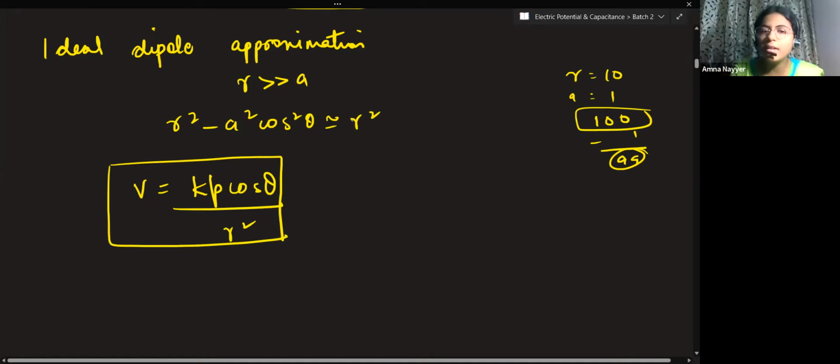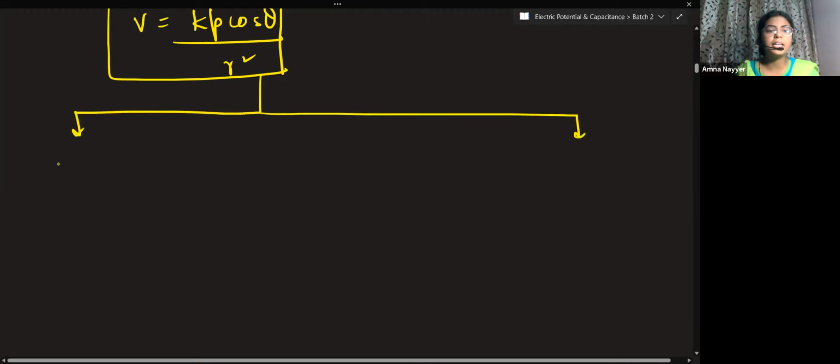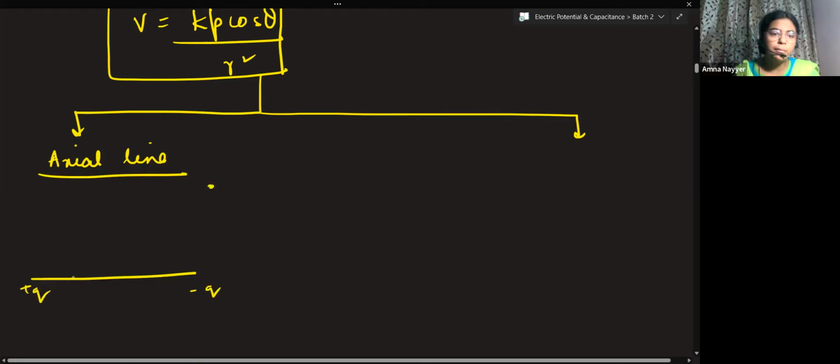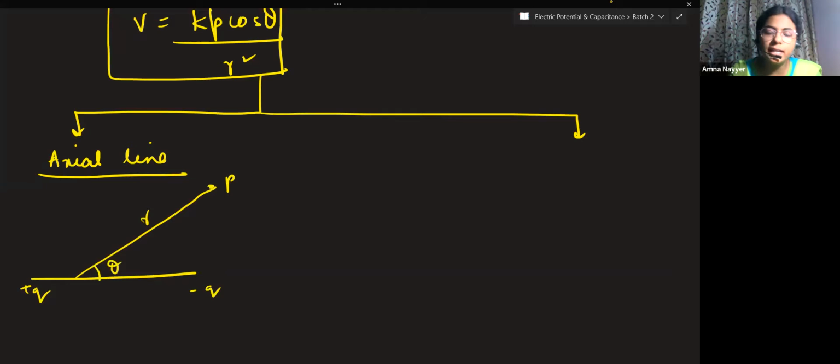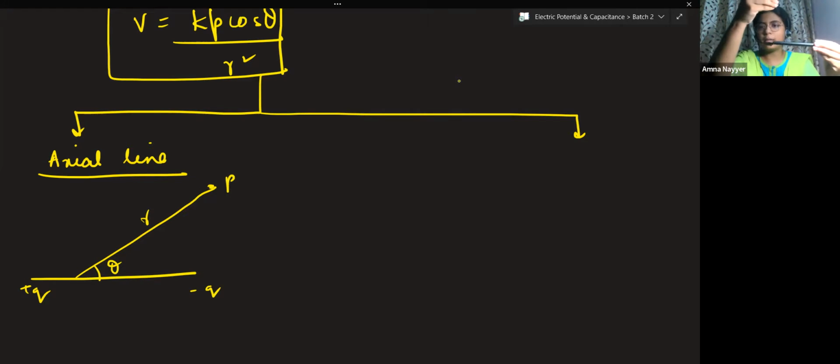Now see, I have not derived it for the axial or equatorial line. This is the general case. What if I have to derive it, or I get the point on the axial line? If I get the point on the axial line, just think, this is your dipole, plus q, minus q. This is the point I'm taking, P. This is small r, and this is theta. Now see, in the case of the axial line, what will happen? I'll bring the point to the axis.